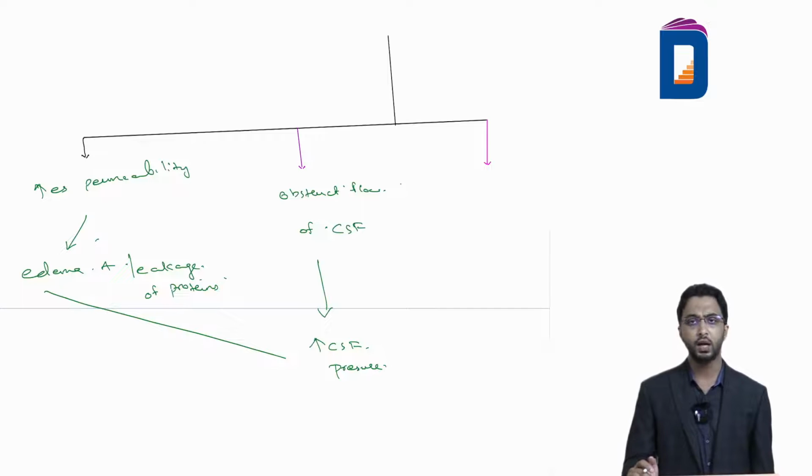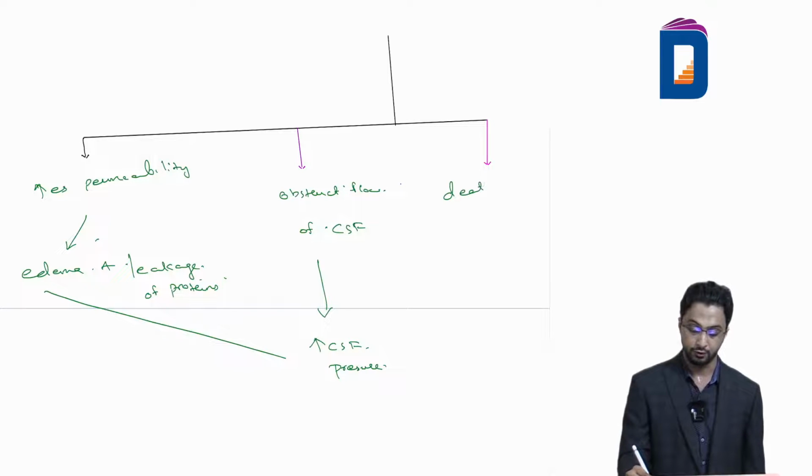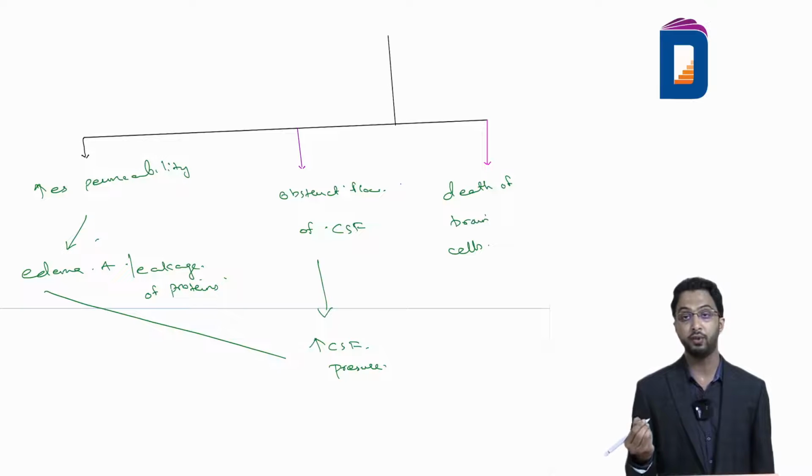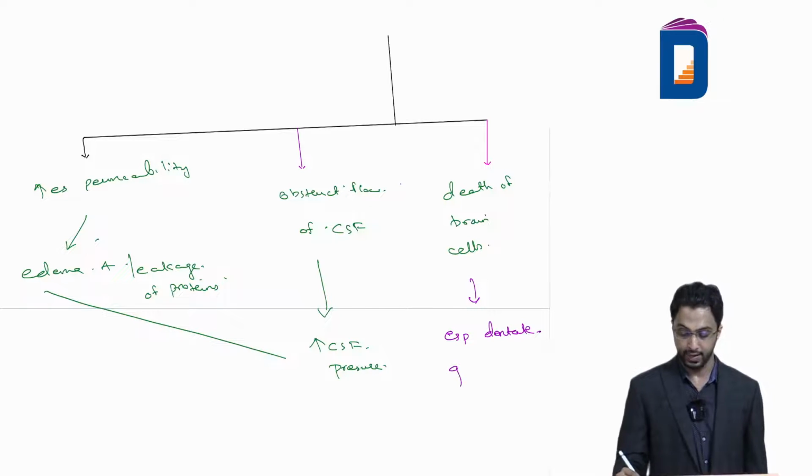Now these inflammatory mediators are also going to produce certain free radicals and things which can cause death of brain cells. Harrison says very specifically that a specific region is destroyed, that is the dentate gyrus of the hippocampus. Okay, especially the dentate gyrus of the hippocampus.